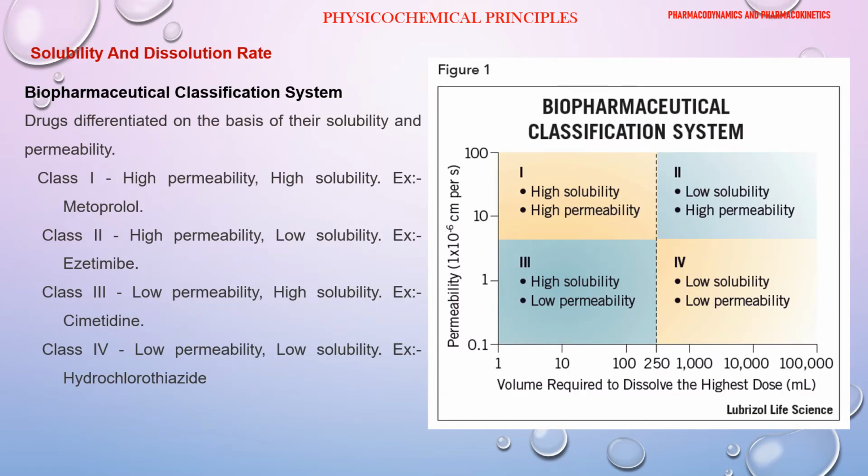According to the biopharmaceutical classification system, the drugs are categorized based on their solubility and permeability, as represented in the figure. They are classified in class 1, class 2, class 3, and class 4. The class 1 category has drugs with high permeability and high solubility. The class 2 with low solubility and high permeability. Class 3 with high solubility and low permeability. While class 4 contains drugs with low solubility and low permeability.